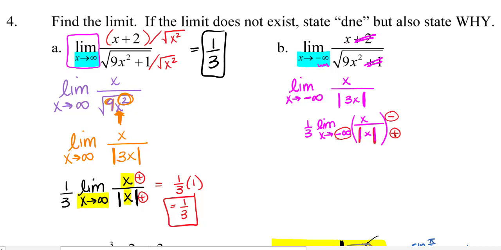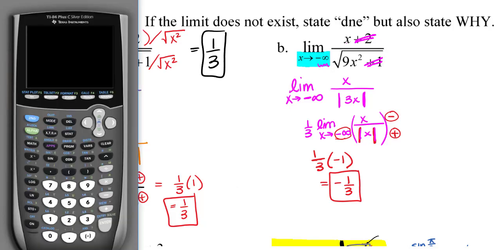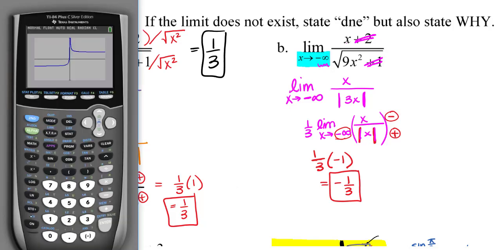So negative divided by positive will be negative. So this will be 1/3 times -1, or -1/3. And that is actually the graph that I just showed you that we started the conversation with today.